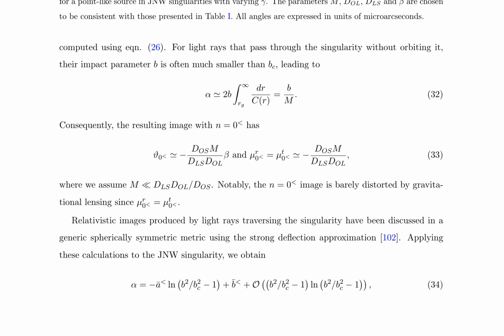Relativistic images produced by light rays traversing the singularity have been calculated using the strong deflection approximation in a generic spherically symmetric metric. Applying this to the JNW singularity, we obtain alpha approximately equals a-bar times ln(b/b_c − 1) plus b-bar plus O((b/b_c − 1) ln(b/b_c − 1)), where a-bar and b-bar are constants related to the geometry of the spacetime around the singularity. This expression provides a precise description of the bending of light rays as they approach the singularity, shedding light on the complex gravitational lensing effects caused by such extreme objects.